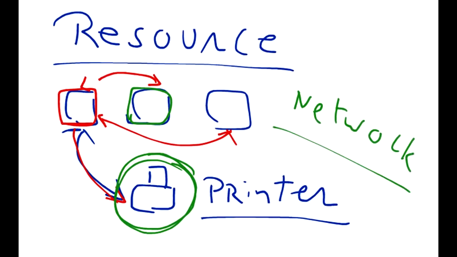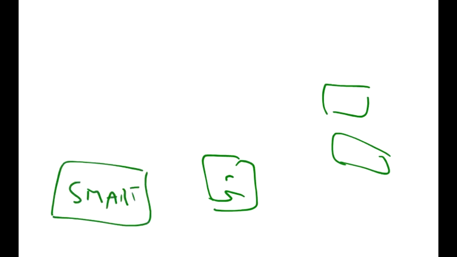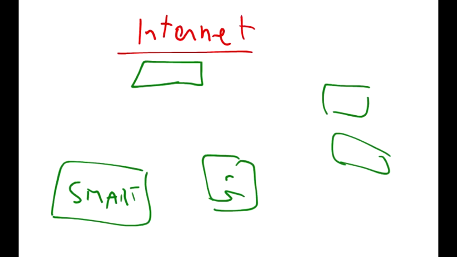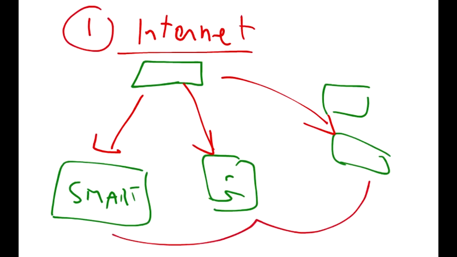Another example of resource sharing is the internet connection. Let us suppose we have got a laptop, a tablet, and a smart TV at home, but we have got only 1 internet connection. And usually at home we share one internet connection resource with 3 devices. So the purpose of a computer network is to share the resources and to share the data.